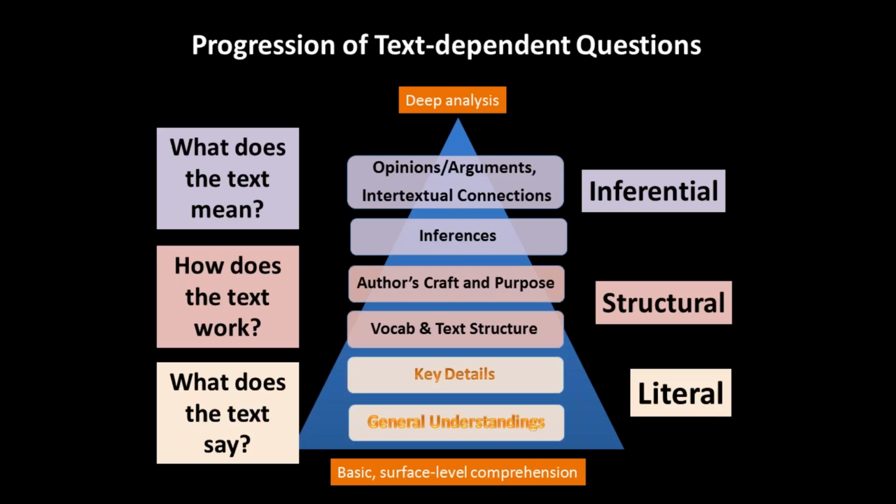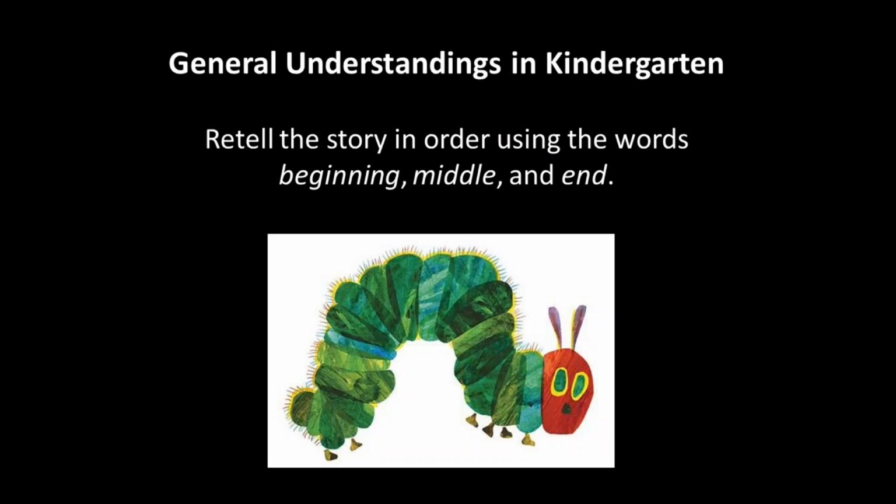When we reach the top of this hierarchy, and we're now starting to talk about what does the text mean, that's when we're looking at different opinions and arguments that have been presented by authors. We're looking for those intertextual connections, and at this point now we're going to use the information that we've been able to glean through the literal and structural components to begin to make inferences about what that text is saying to us.